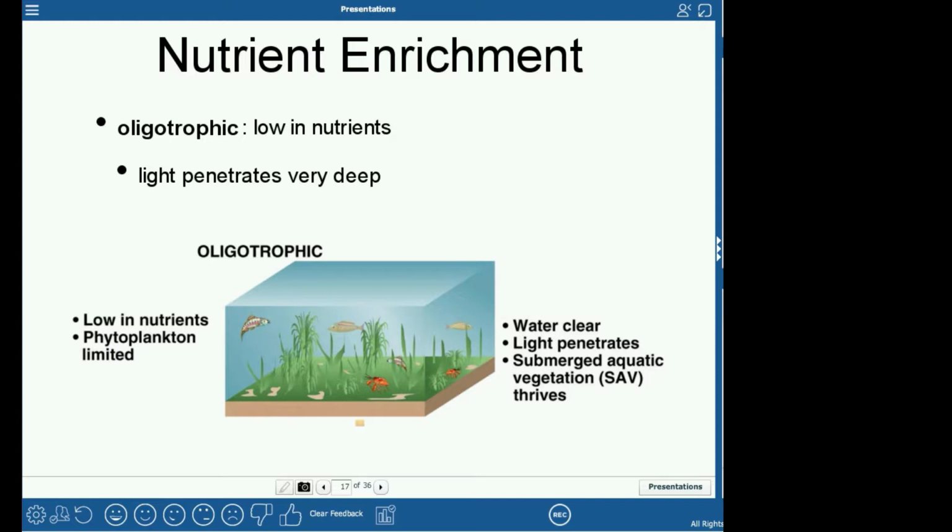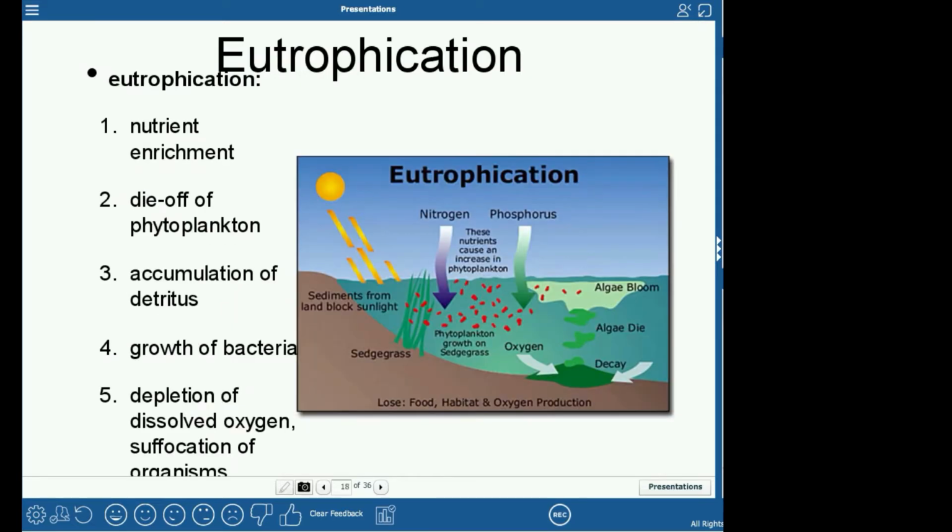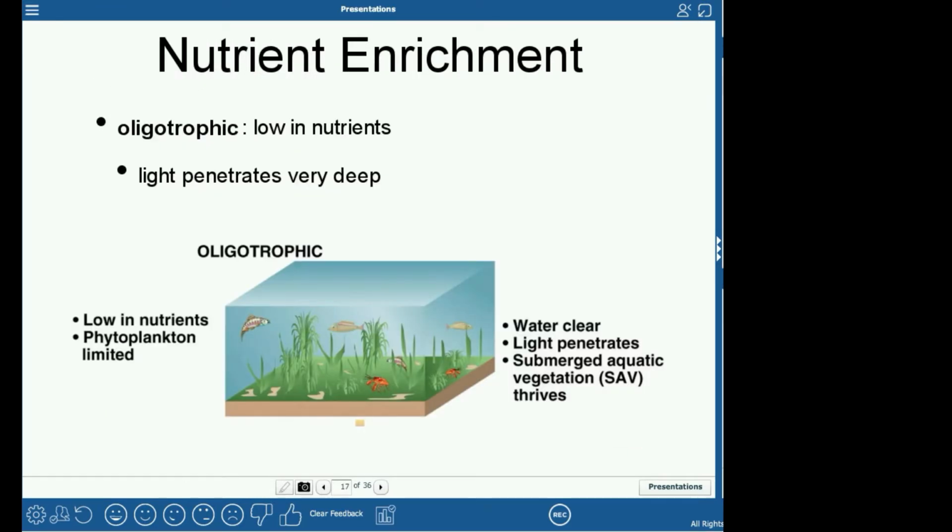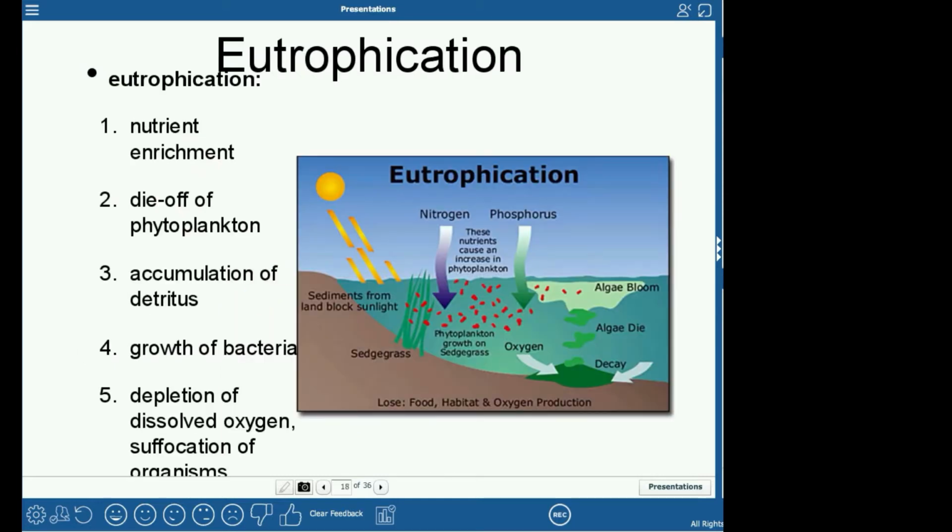So now these are our types of environments. We can have something called oligotrophic. It's going to be low in nutrients, and you're going to get light penetration very, very deep. So you're not going to get a lot of phytoplankton, that floating algae, but you'll get aquatic vegetation, because the sun can reach the bottom. Just because it's low in nutrients doesn't mean it's not healthy. It actually is fairly healthy, because you do have this varied ecosystem.